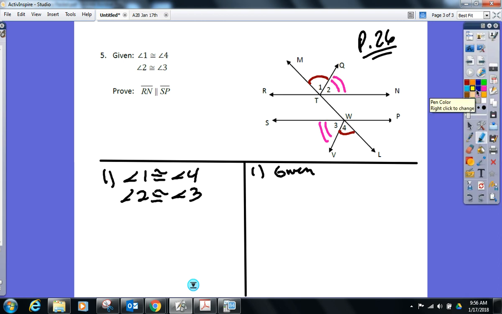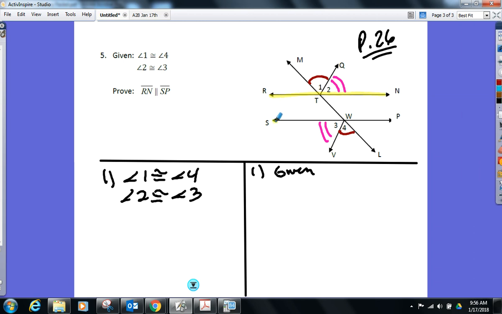All right, here we go. Proving RN parallel to SP. Here's my question to Stacy and everybody else: do you see a special type of angles up there that are formed by RN and SP?